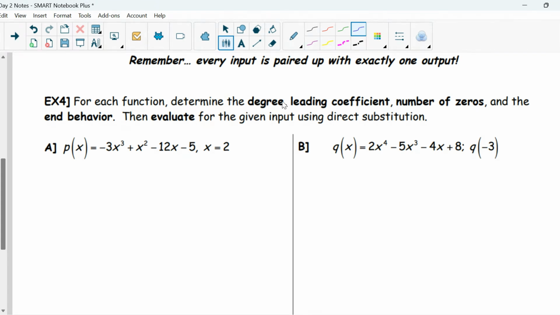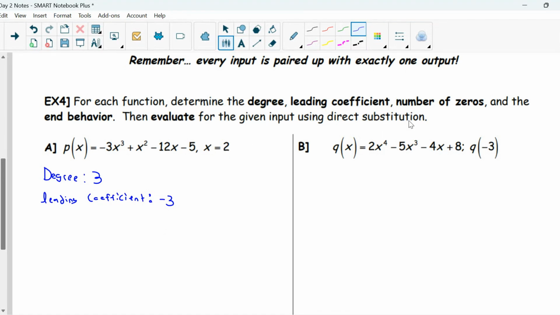Okay, so let's start going down the list here. First thing we need to find is the degree. Remember, your degree is just your highest power. In example A here, my highest power is 3. Okay, the second thing I'm going to try to find is the leading coefficient. So my leading coefficient is my coefficient on my first term. So in this case, I have a leading coefficient of -3.